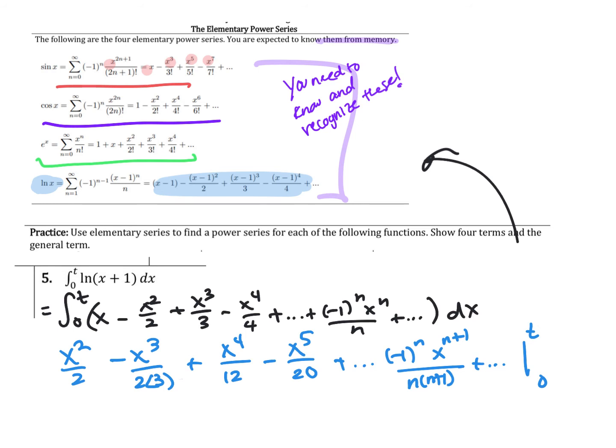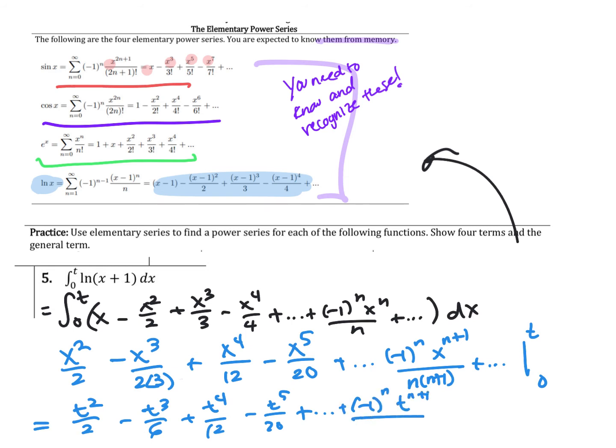Notice that if we plug 0 in, every single one of these terms is going to be 0. So this integral is just going to be equal to what we get if we substitute t in. So t squared over 2 minus t to the third over 6 plus t to the fourth over 12 minus t to the fifth over 20 plus dot, dot, dot, plus negative 1 to the n times t to the n plus 1 over n times n plus 1, plus dot, dot, dot. So that's going to give us our antiderivative here, our integral from 0 to t of natural log of x plus 1 dx. And that is coming from the power series. So instead of integrating natural log of x plus 1, we can actually evaluate it using the series.